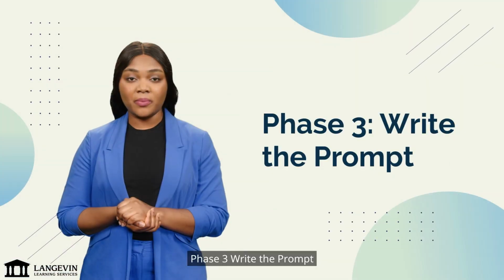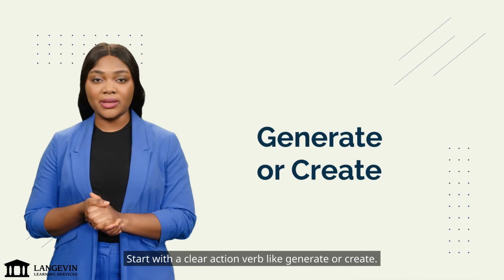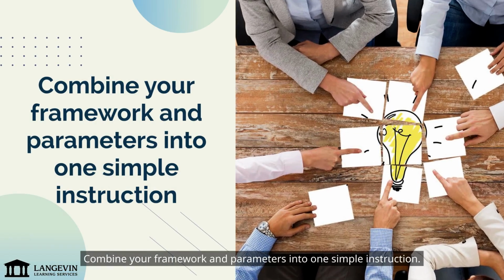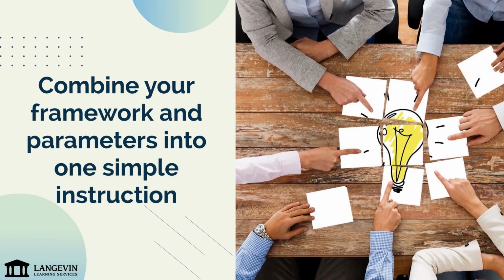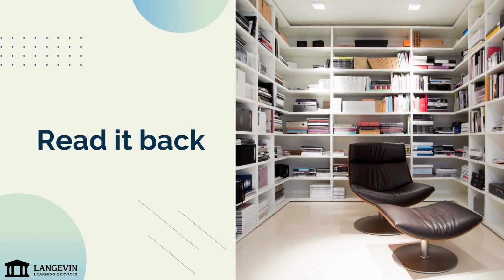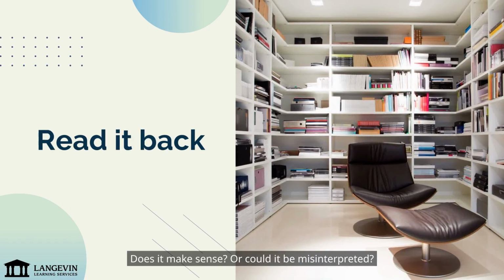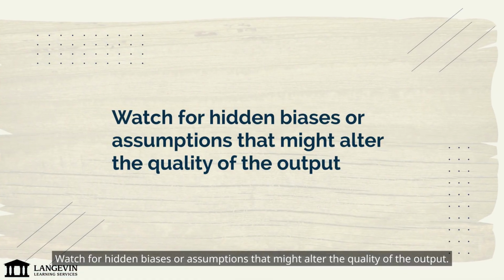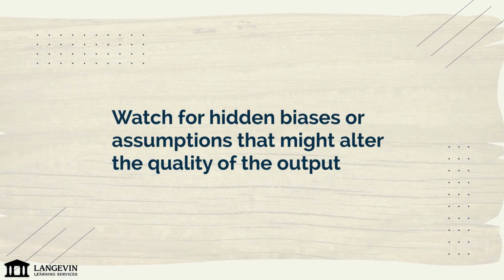Phase 3. Write the prompt. Start with a clear action verb like generate or create. Combine your framework and parameters into one simple instruction. Then read it back. Does it make sense, or could it be misinterpreted? Watch for hidden biases or assumptions that might alter the quality of the output.